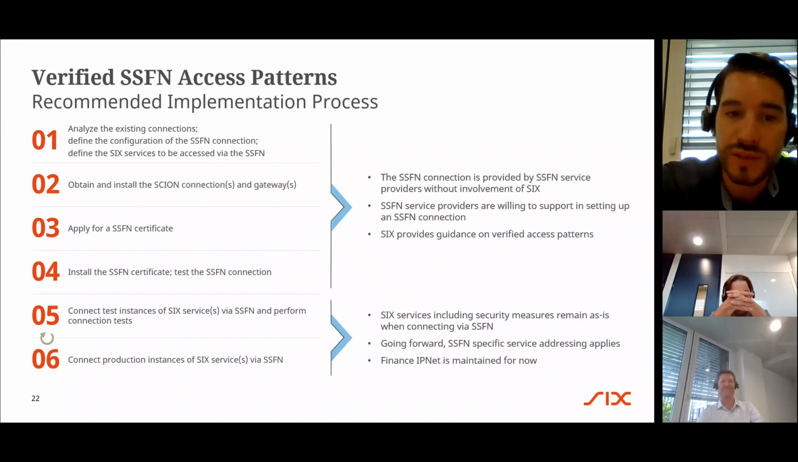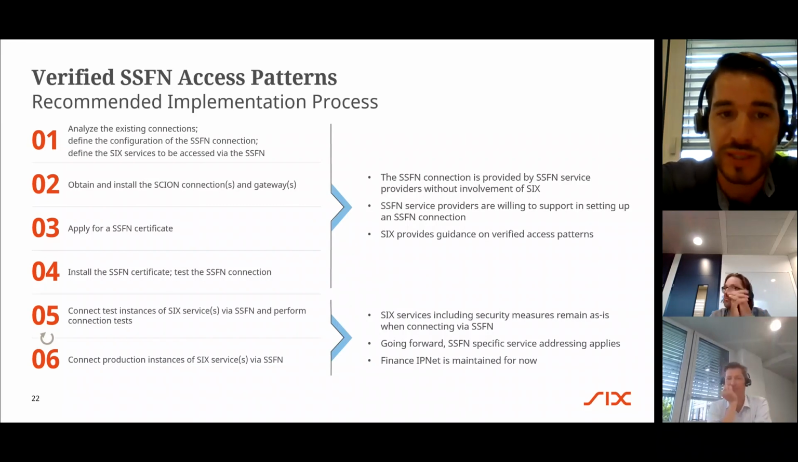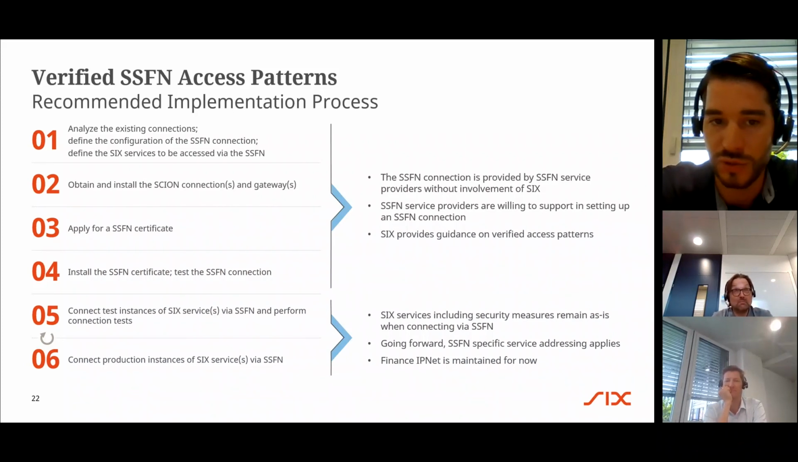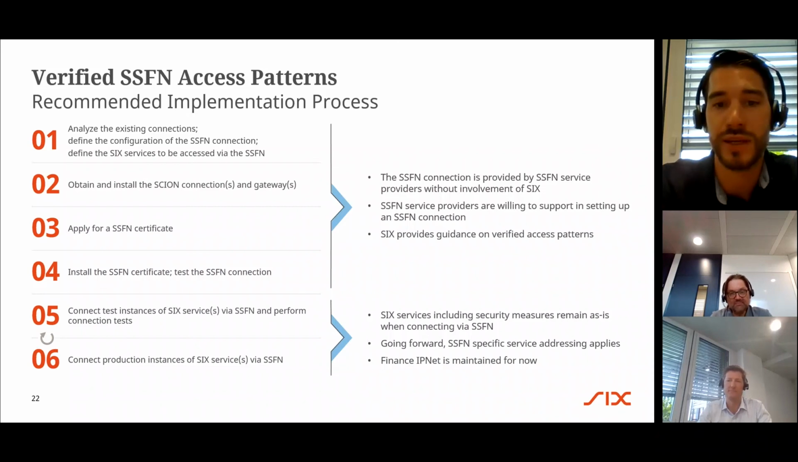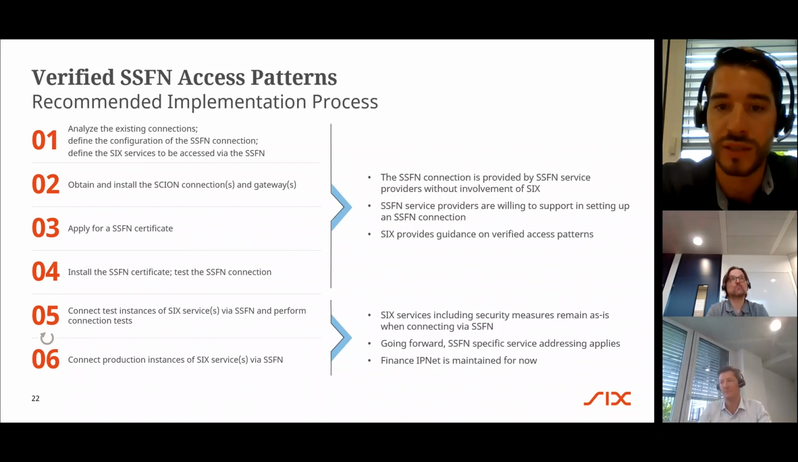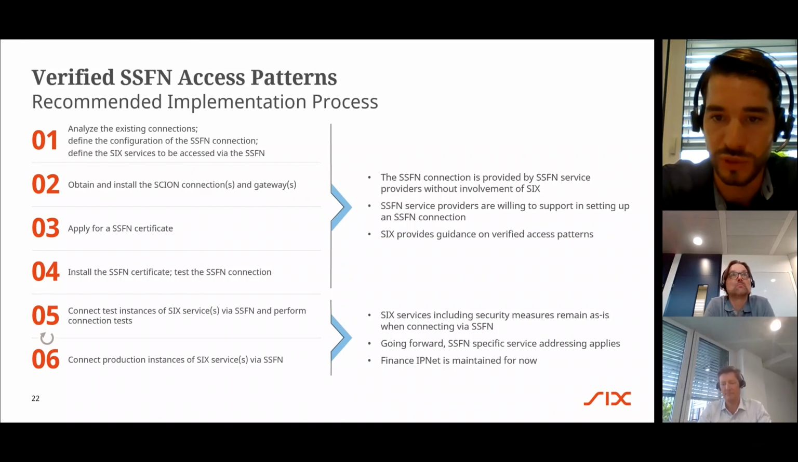After that, once everything is installed, you activate the Ssfn certificate on your gateways and go through technical testing of your interconnection. During this process, we can always assist you from SIG side with some consulting if you have any questions or whatsoever. Anapaya can assist, and the carriers are also willing to support you during this process of onboarding to the Ssfn network.